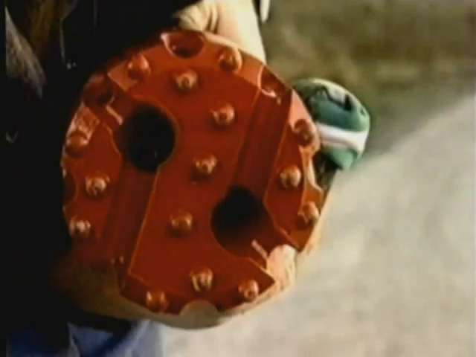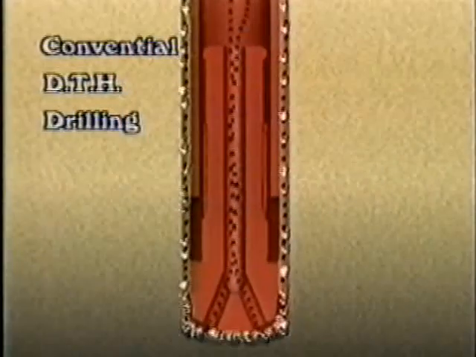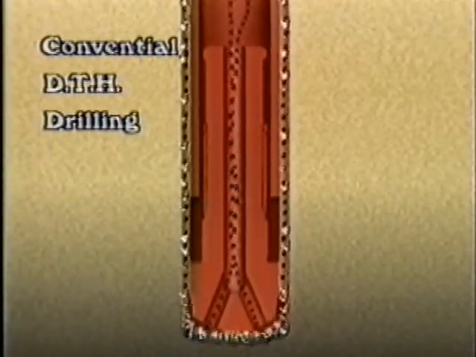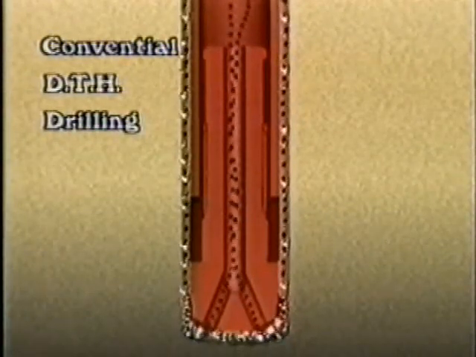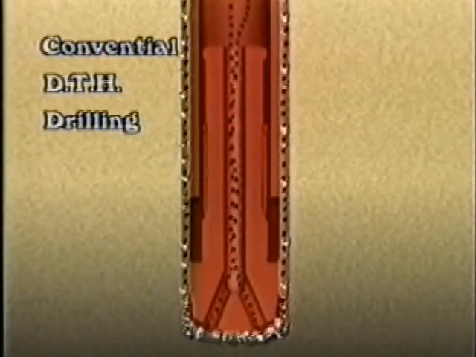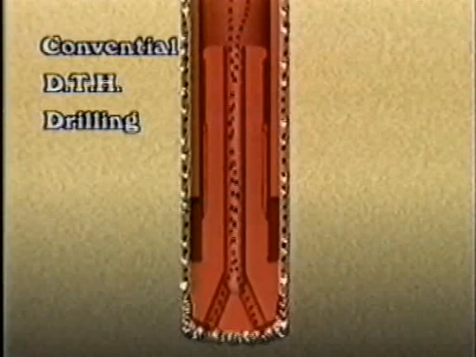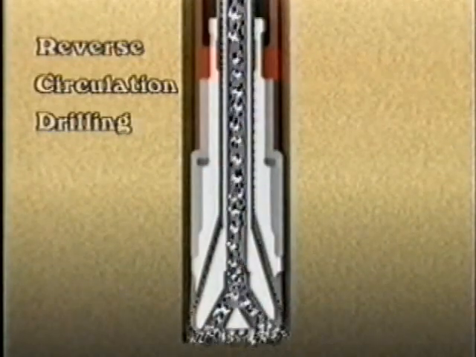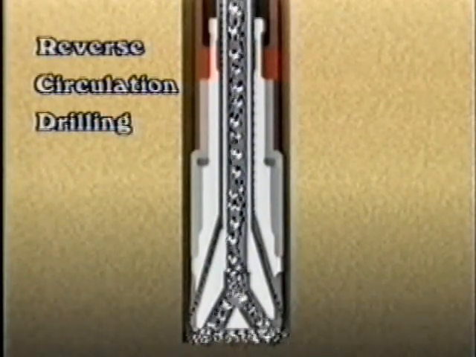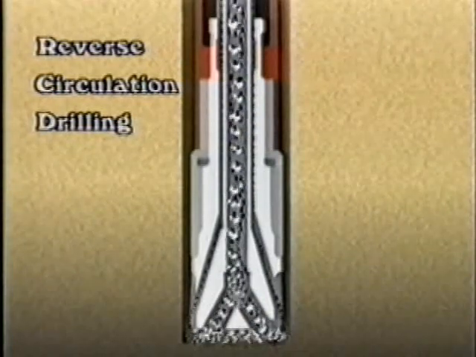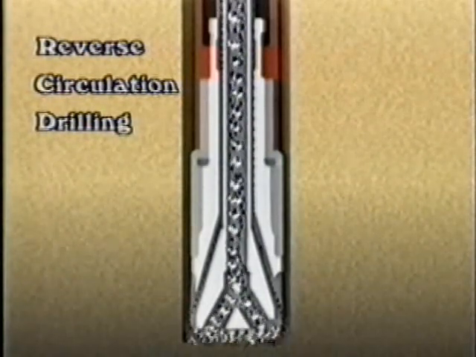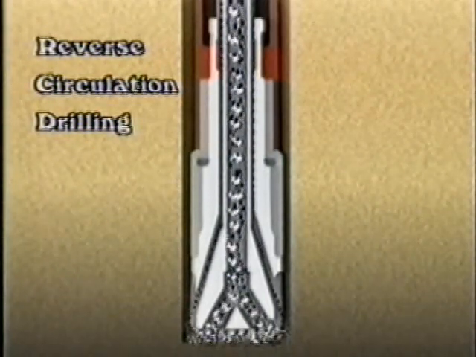The unique features of this system are the bit, dual-wall drill string, and circulation path of the cuttings. In conventional down-the-hole drilling, the exhaust of the bit pushes cuttings back up the annular space between the drill string and the borehole. However, dual-wall reverse circulation drilling systems pass the cuttings internally, up the center of the drill string to the surface, where they are collected for analysis.